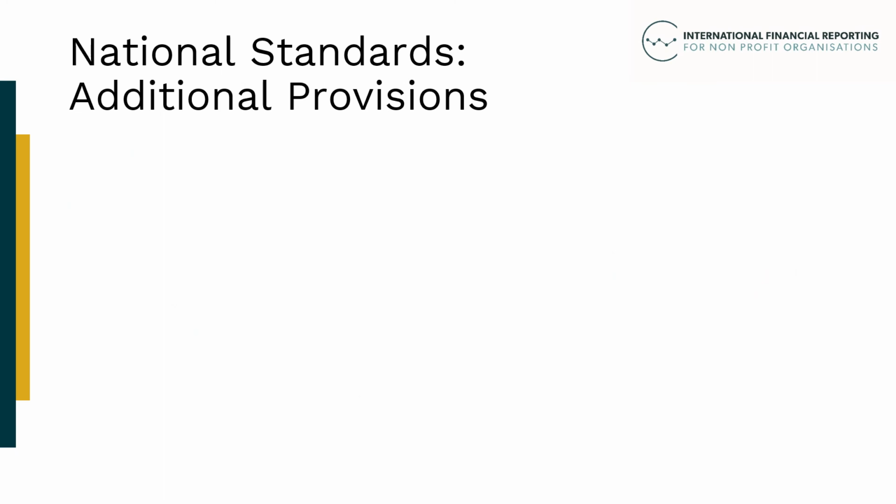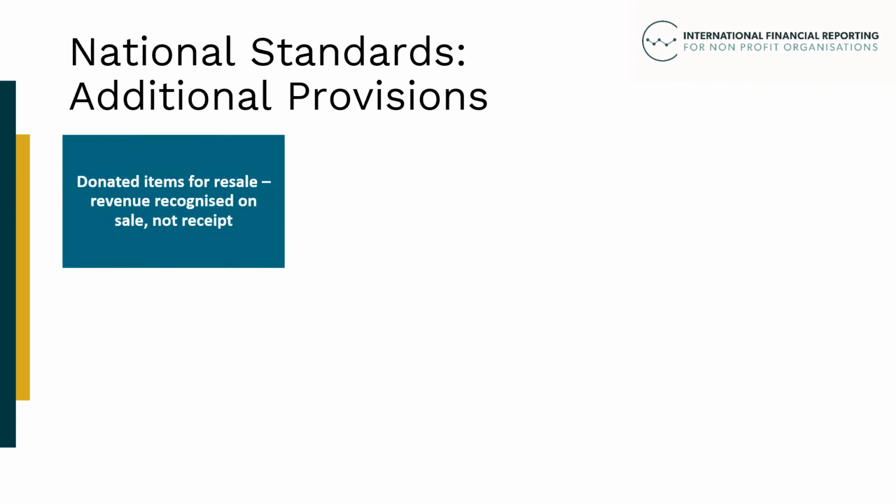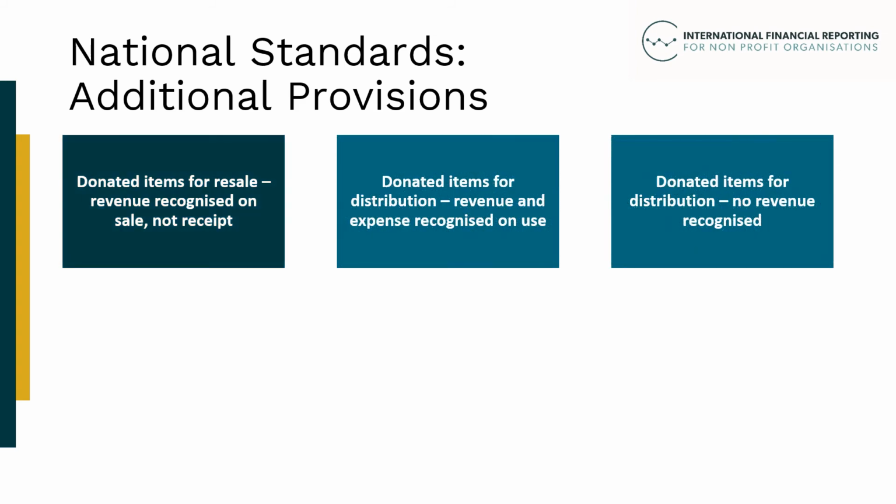National standards include a number of provisions not included in the various international standards in respect of non-exchange revenue. While the provisions in each set of national standards are different, this slide summarises some of the key approaches. Firstly, where items donated for resale may be impractical to measure, revenue can be recognised when the items are sold rather than when they are received. Two ways of addressing donated items for distribution or the NPO's own use have been identified. Where reliable measurement on receipt is impractical, one approach is that revenue and an expense can be recognised when the item is distributed or used. Another approach is that no revenue and no expenditure is recognised for these items.